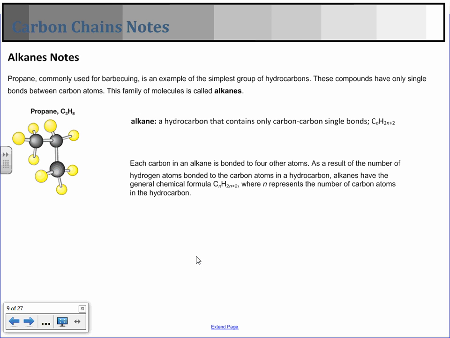As a result, the number of hydrogen atoms bonded to the carbon atoms in a hydrocarbon follows a pattern. Alkanes have the general chemical formula CnH2n+2, where n represents the number of carbon atoms in the hydrocarbon. So, for example, here we have propane, which is C3. So H: 3 times 2 is 6, plus 2 is 8, okay? So that's how I know that that's an alkane.